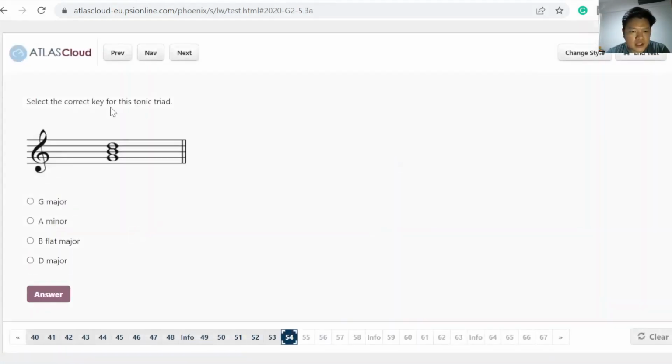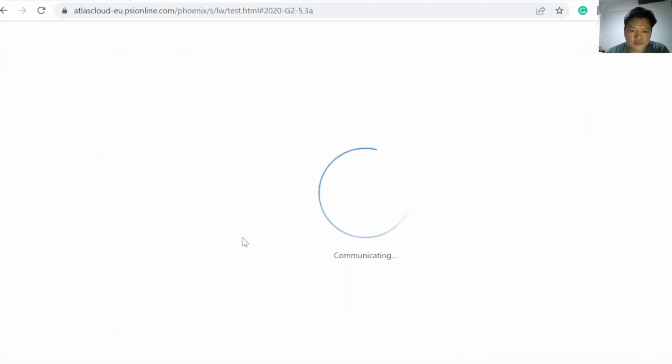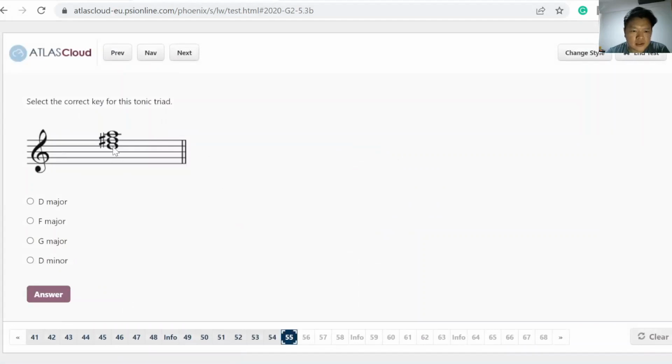Next one, what key is this? It starts from G, so it must be G something, G major or G minor. Okay, next you have this D, so it can be D major or D minor. Let's find out. First, D major has F sharp. D minor does not have F sharp, right? So your answer is D major.